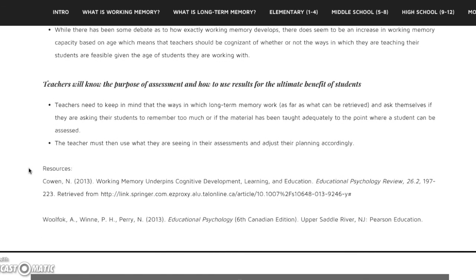And lastly, teachers will know the purpose of assessment and how to best use the results from assessment to the benefit of their students. Teachers should be evaluating whether or not their assessment is asking too much of their students, whether it is cognitively too much, and then take that information and adjust their planning and their assessment accordingly.